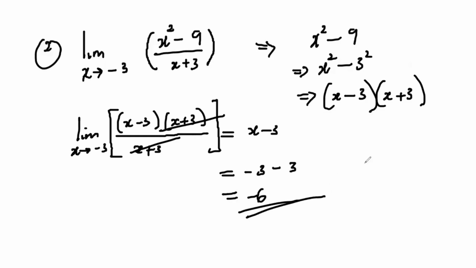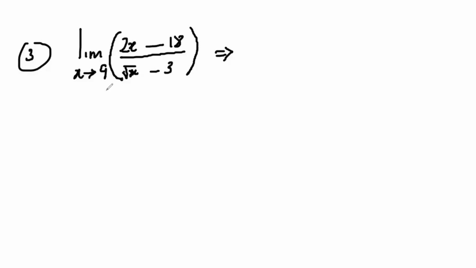This is how beautiful this one is also. Let's move quickly to the next question. Question 3. This is question number 3, right? And the question says the limit as x approaches 9 of 2x minus 18 at the numerator divided by x, the root of x minus 3.